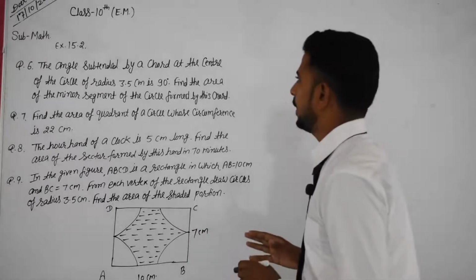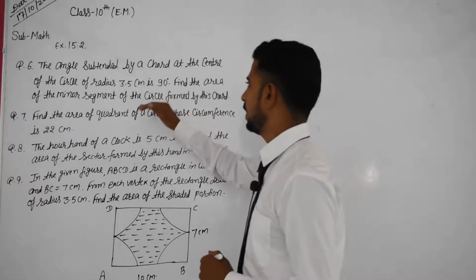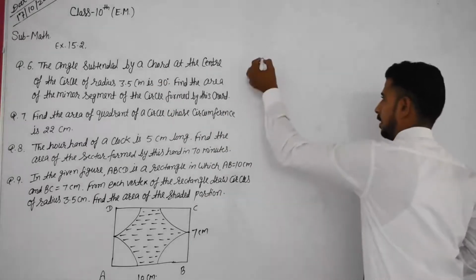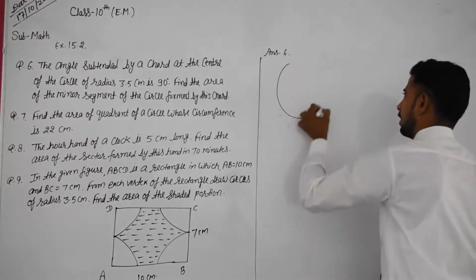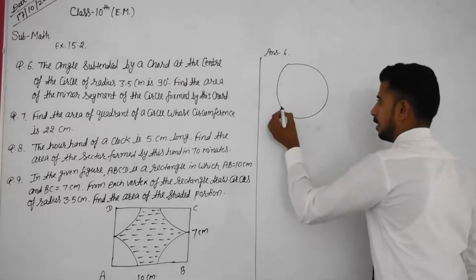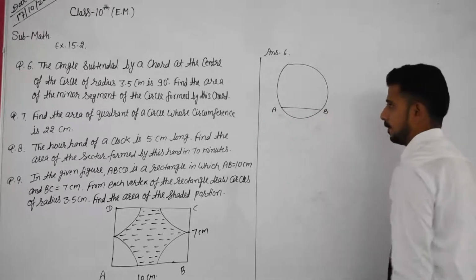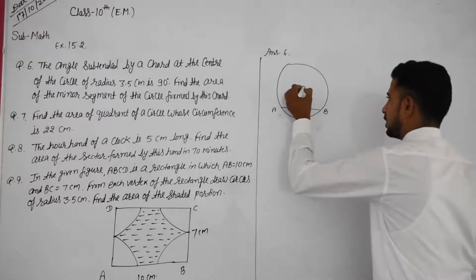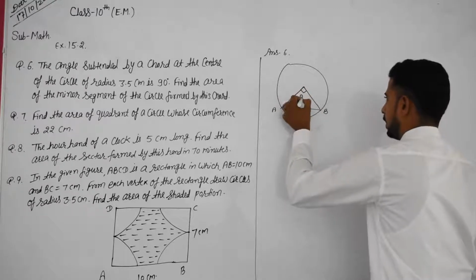The angle subtended by a chord at the center of a circle of radius 3.5 cm is 90 degrees. It means first make a circle. The angle subtended by a chord means here one chord is given. Let this chord be AB and the angle subtended by this chord at the center is equal to 90 degrees.